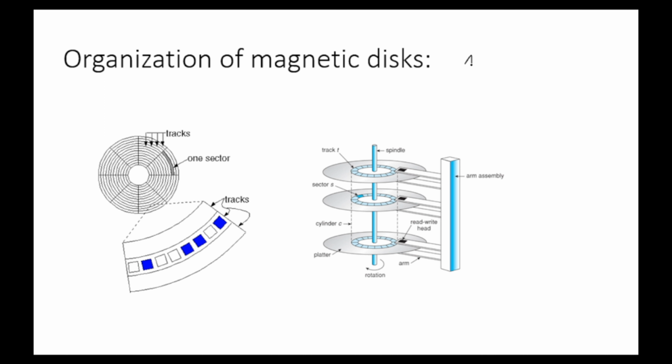So now let me tell you the access time of a disk. It depends on the following three parameters. And what are those three parameters? First one is seek time, second is latency, third is transfer rate.